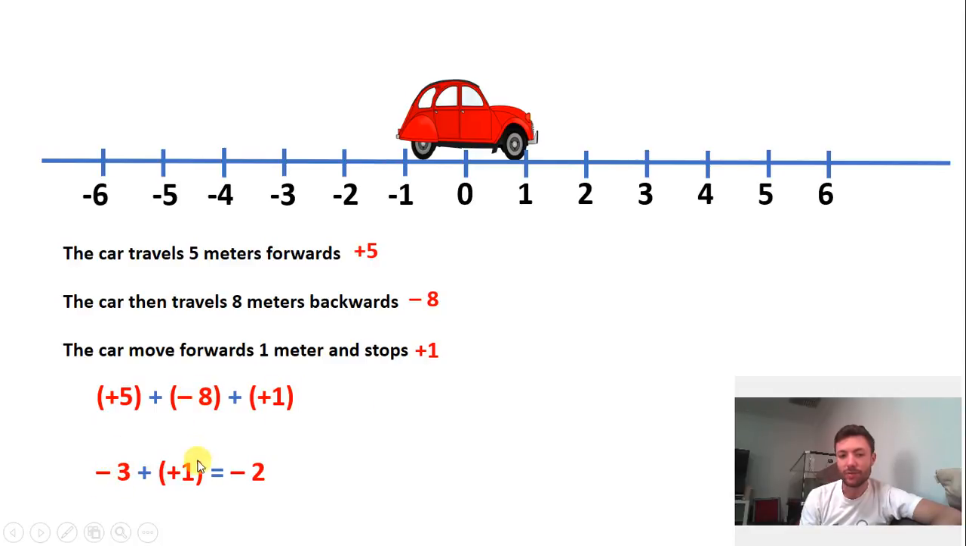And I've left my +1 there in brackets. So -3 plus 1. So now we're at -3 and we're plussing 1. It's just going to equal -2. So that's our answer there.